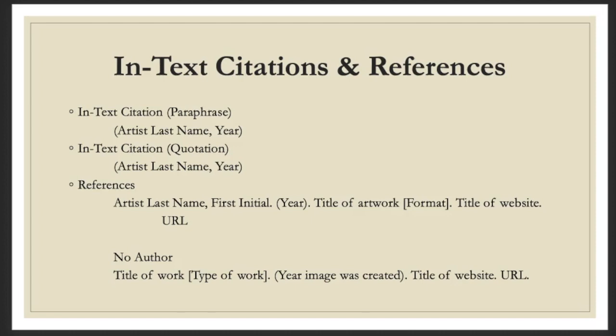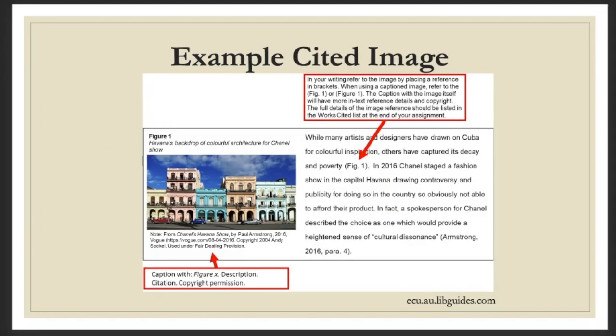For the reference for your image, it would be artist last name, first initial, year in parentheses, title of artwork, and then in brackets format, title of website, URL. If you do not find an author, there is also the setup for that too. So you would do title of work, type of work, year, title of website, and URL.